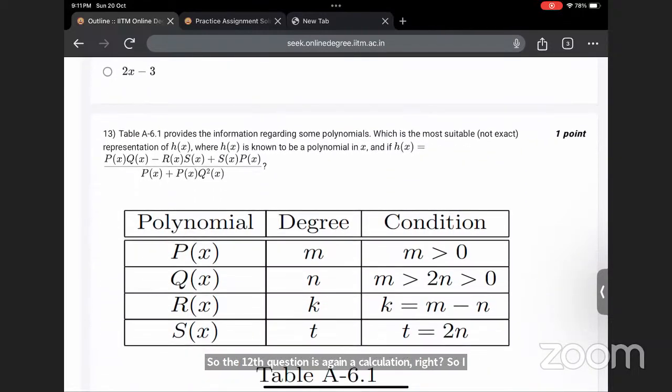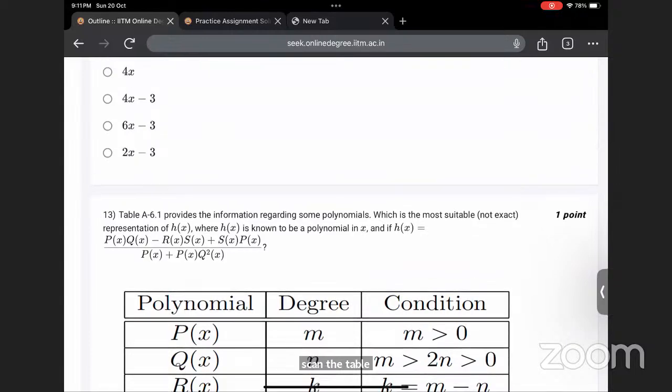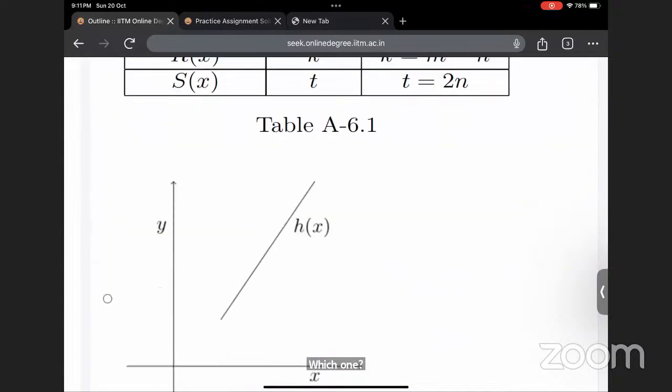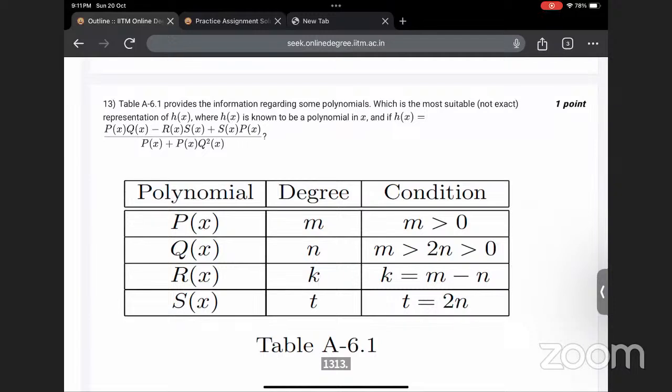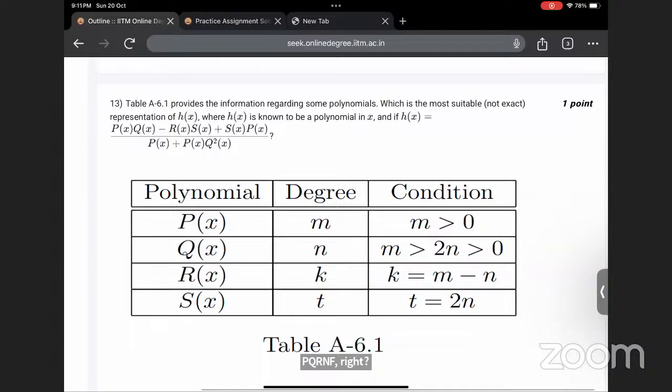What about the 13th question? Please explain, ma'am. So what is the 13th question? We have been given four polynomials, P, Q, R, and S, and H equals this format: PQ minus RS plus SP by P plus P into Q square. Okay, so this is the question.